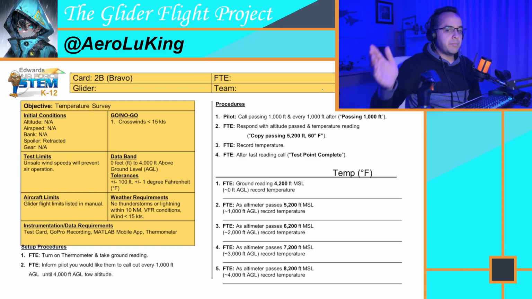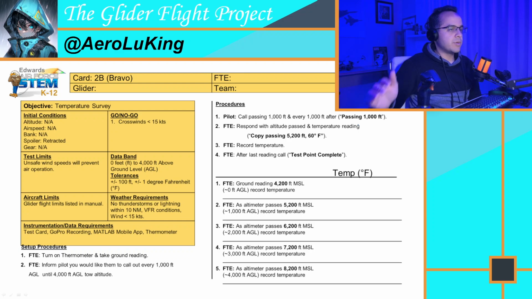So again, because you have the takeoff time of the first card along with this card, you'll be able to know, hey, at this temperature, these were the different readings in altitude and so on, and see how it changes over time.